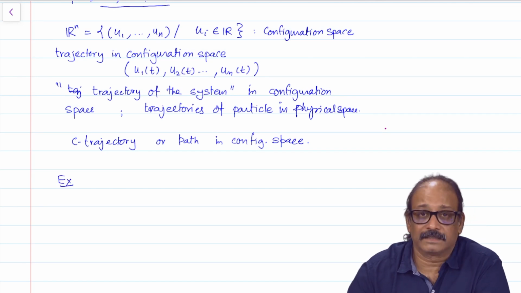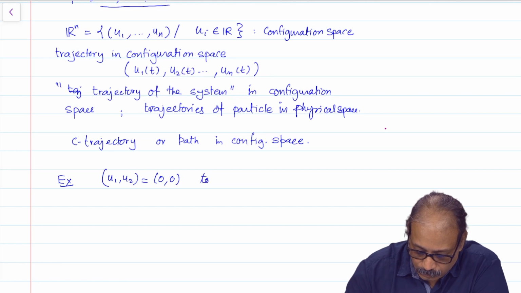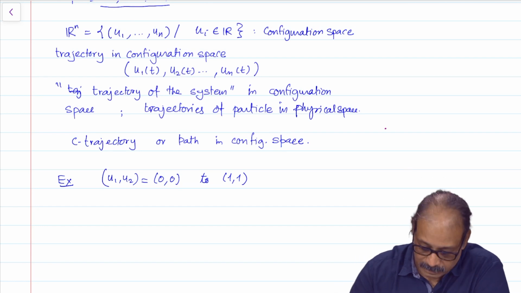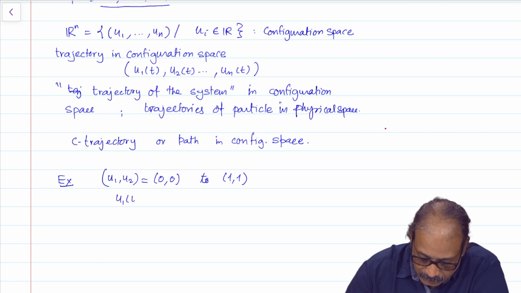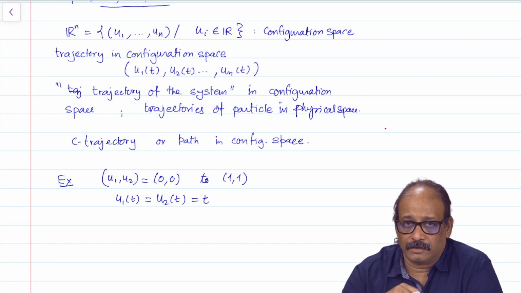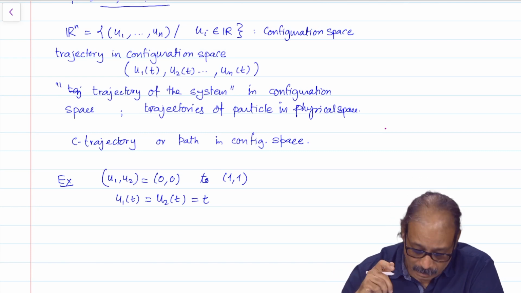Suppose in this example, the particles travel from u1, u2 equal to 0, 0 to 1, 1, and the motion is given by u1 of t is equal to u2 of t, which is equal to t. So, this is a uniform motion. Both the particles are together and they are travelling along the line with uniform speed.